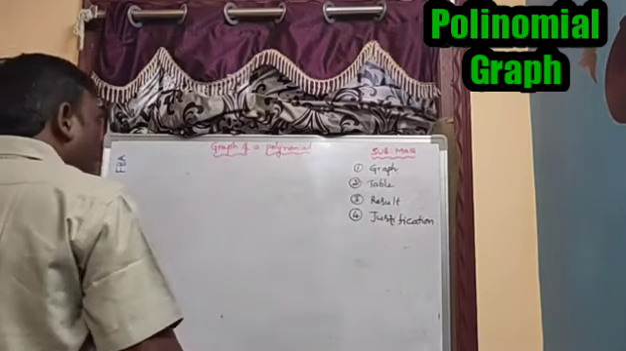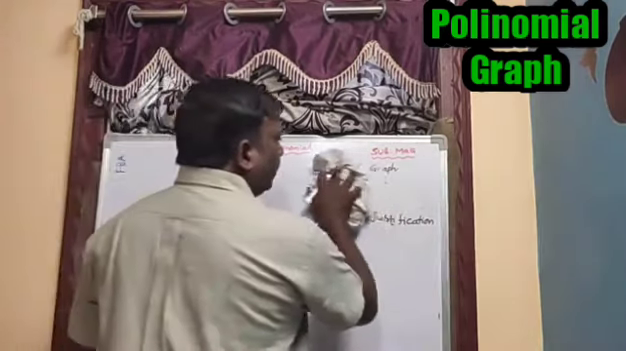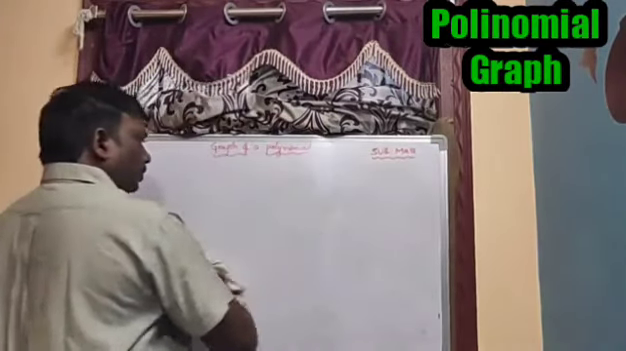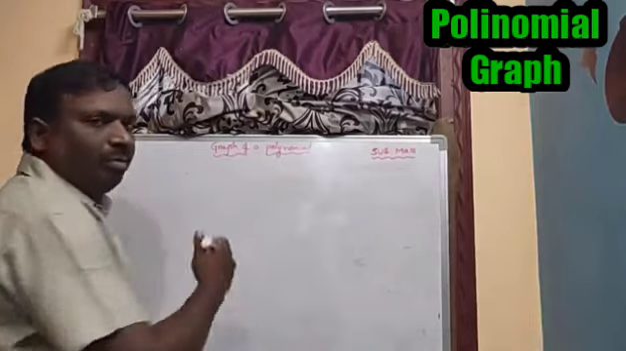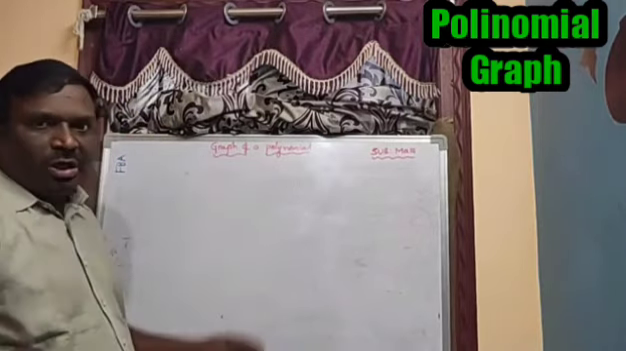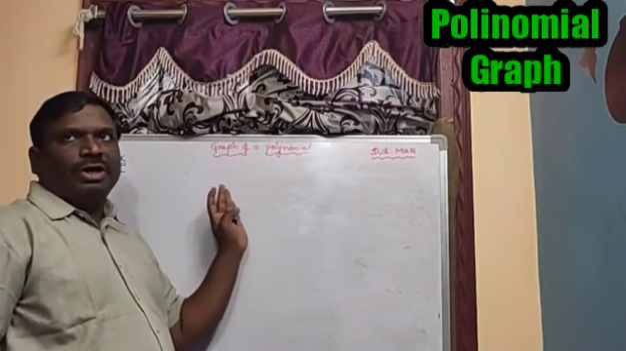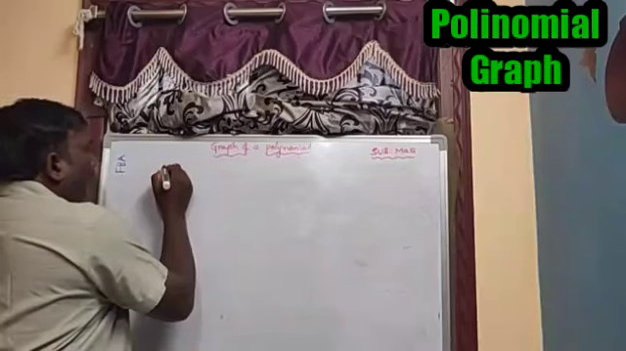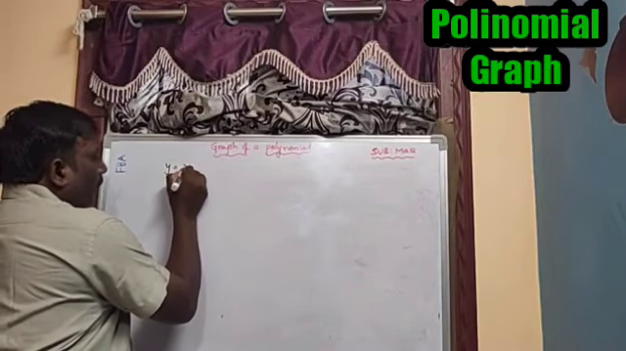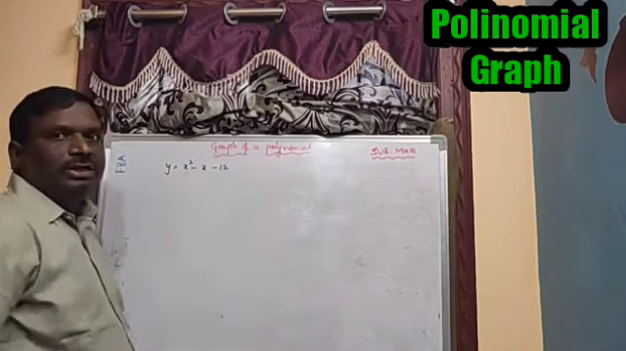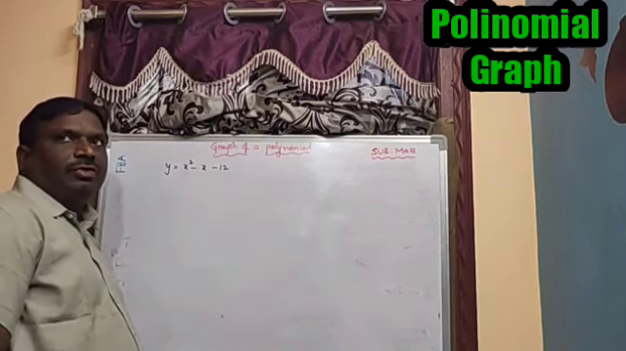So how many zeros will come for quadratic polynomial? Already I said for any quadratic polynomial definitely will get 2 zeros. Because of that the highest degree of the polynomial is 2. Highest degree of the polynomial is 2. Now I am drawing a graph for quadratic polynomial with an example x square minus x minus 12. X square minus x minus 12.